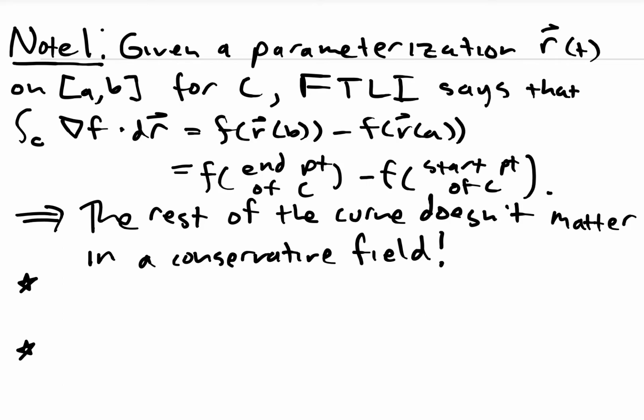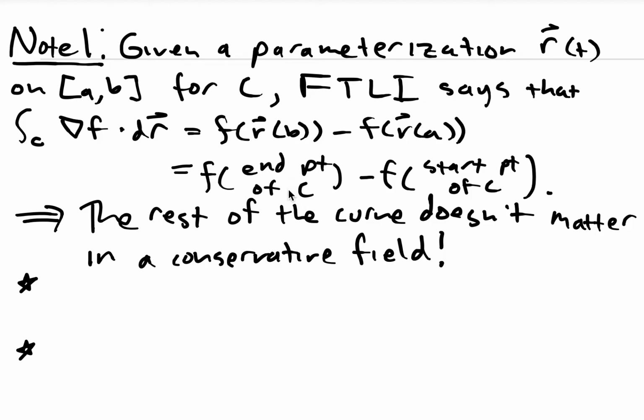First off, and we've kind of seen this, given a parameterization for the curve that you're integrating over, if you've got this potential that you've taken a gradient of, or if you have this conservative vector field, all that the fundamental theorem of line integrals says is that when you look at that potential function, all you have to do is plug in the endpoints and subtract. That's it. So take your potential function, take the difference of what happens when you plug in the endpoints. Now this means the rest of the curve doesn't matter in a conservative field.